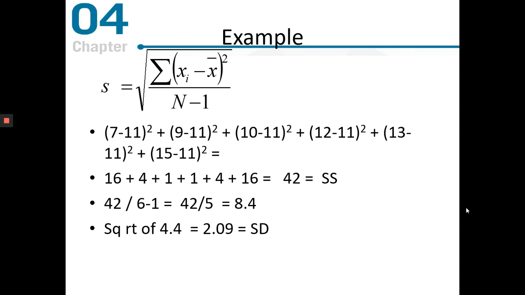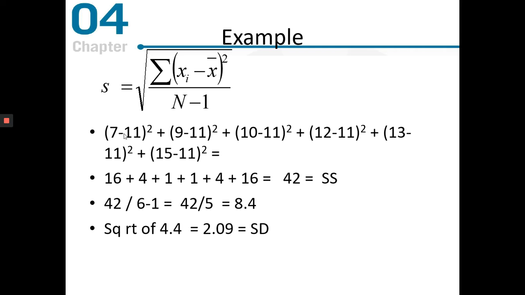Okay, here's the solution. So the top part is the formula. I just cut and pasted it right there. Remember, the first thing that we have to do is take every score, subtract the mean, and square that, and we're going to add those things together. So here are our scores. Our scores were 7, 9, 10, 12, 13, 11.